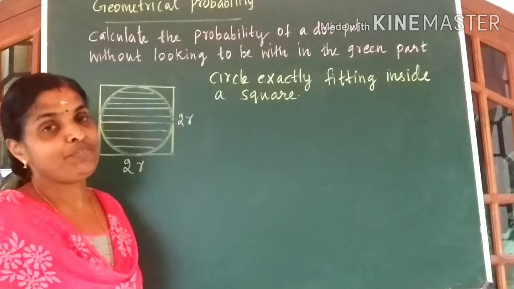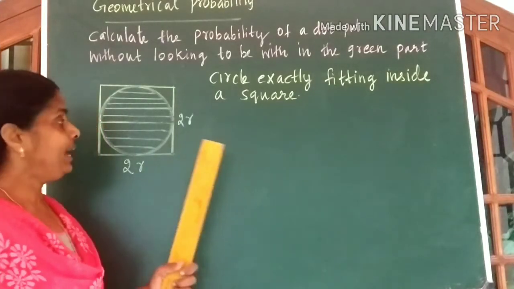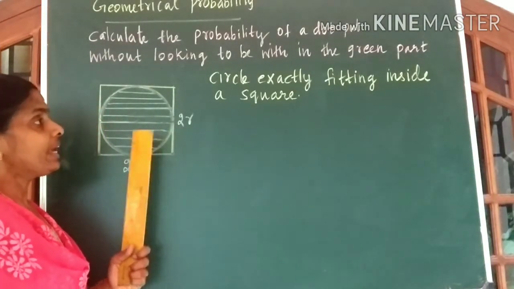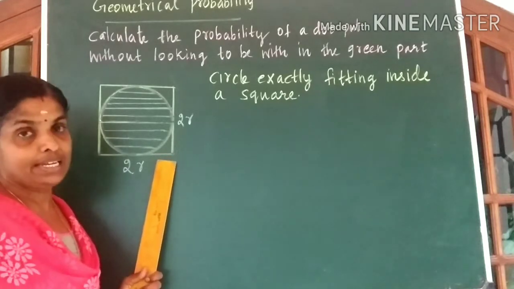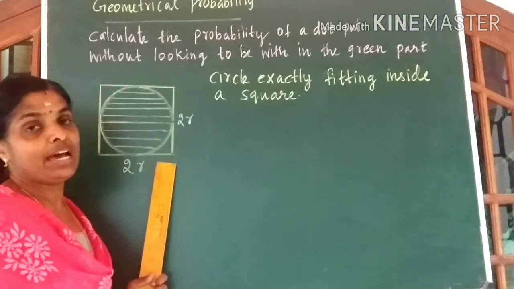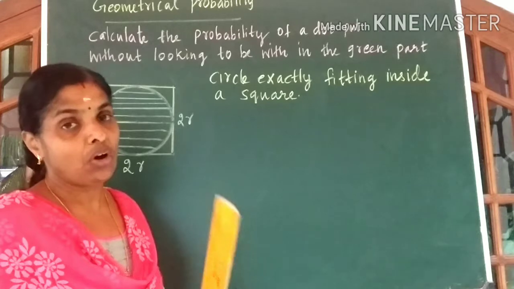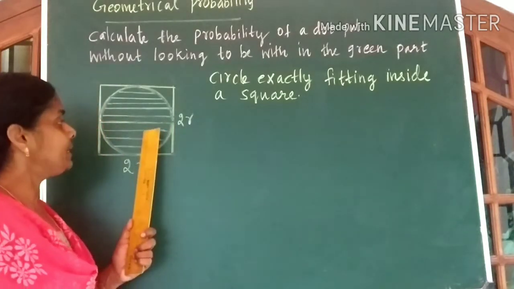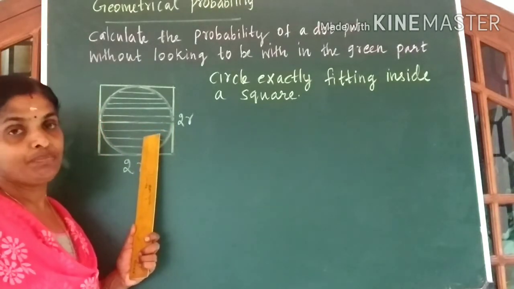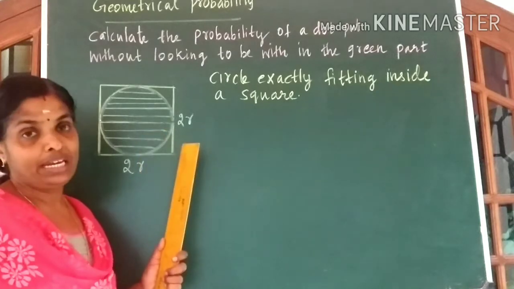Look at the third figure, children. Here you have a circle exactly fitting inside a square. Here again we are asked to find the probability of a dot being within the shaded portion. Okay, so what we have to find out here?